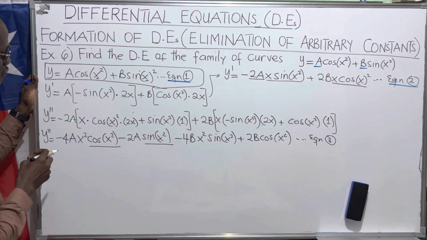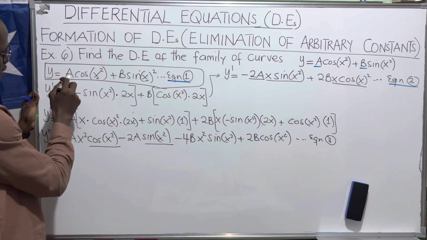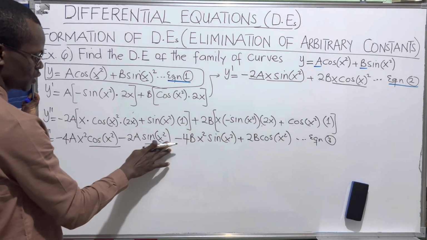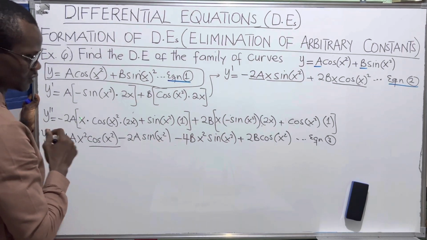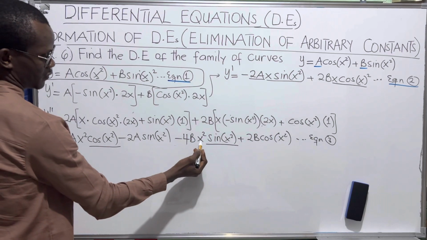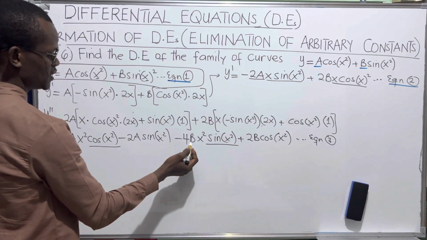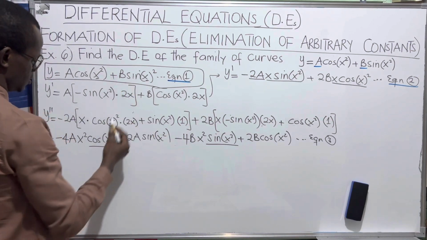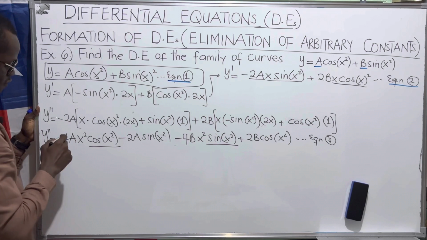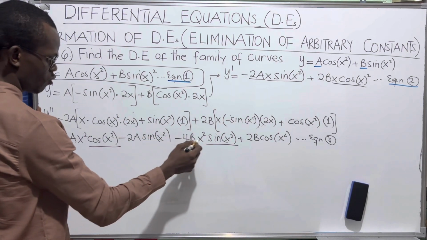Here we have a and b. So sine is carrying b, so we don't have anything to do with this. Let's look at this one. This is sine of x squared, and b is attached to it. A is attached to this one, cos of x squared. Negative 4x squared.